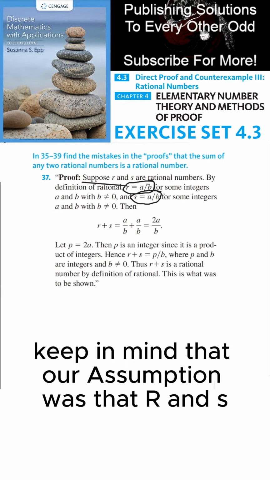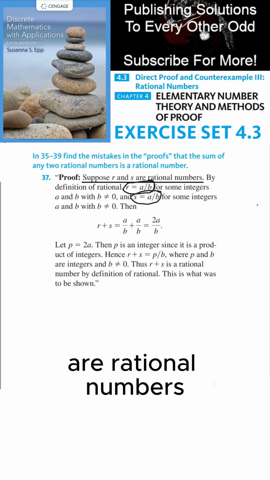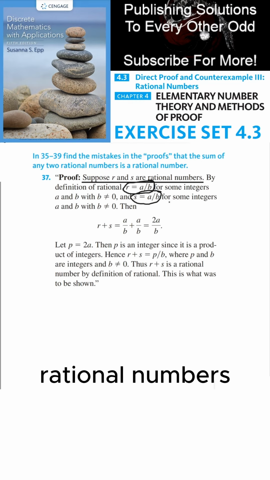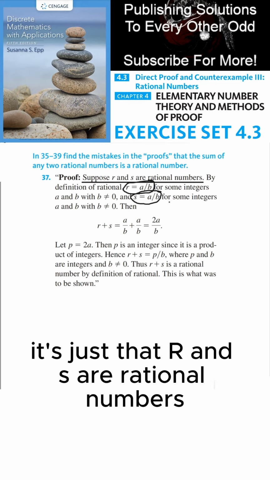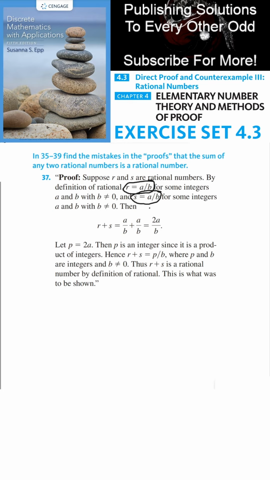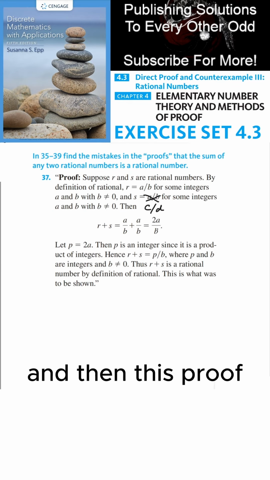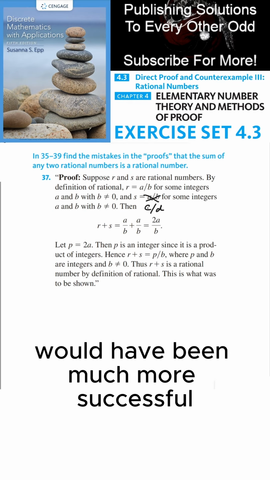Keep in mind that our assumption was that R and S are rational numbers. Our assumption isn't that R and S are the same rational numbers. It's just that R and S are rational numbers. So to fix this proof, instead of S equals A over B, we should have said C over D. And then this proof would have been much more successful at showing what it needs to show.